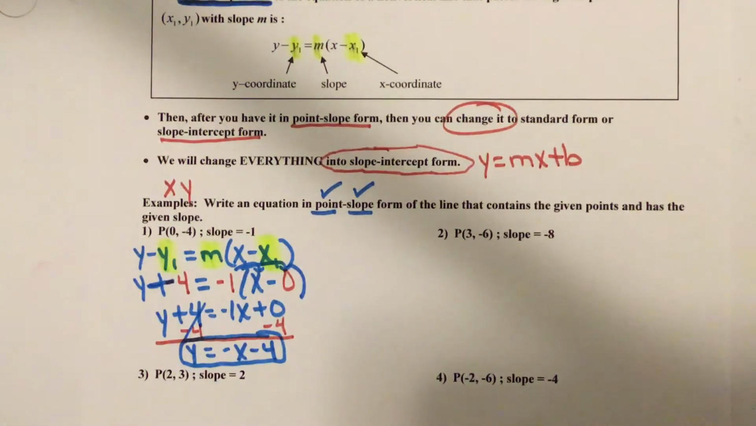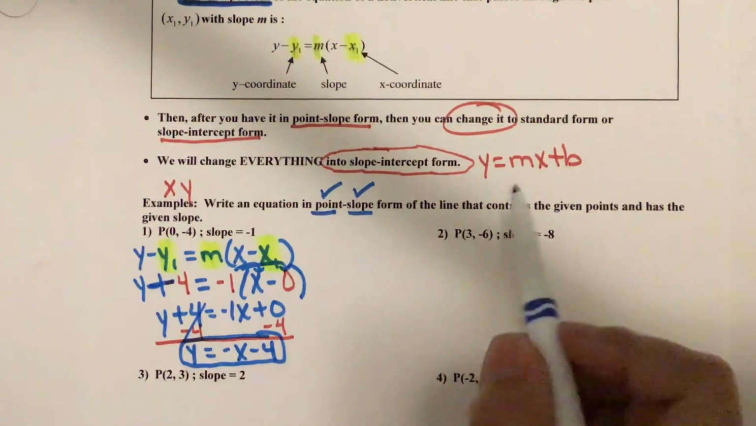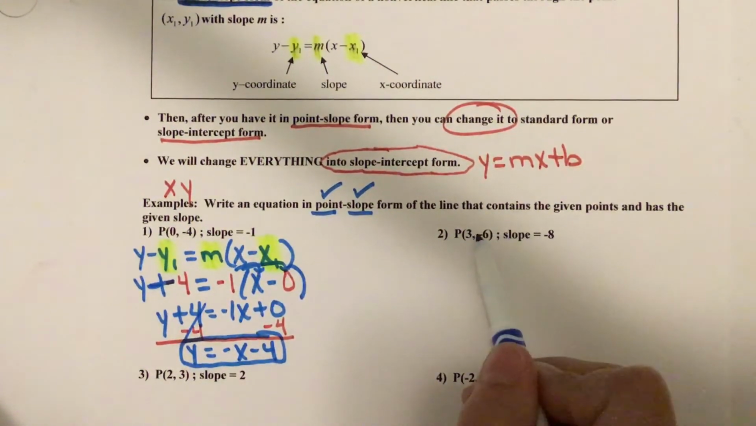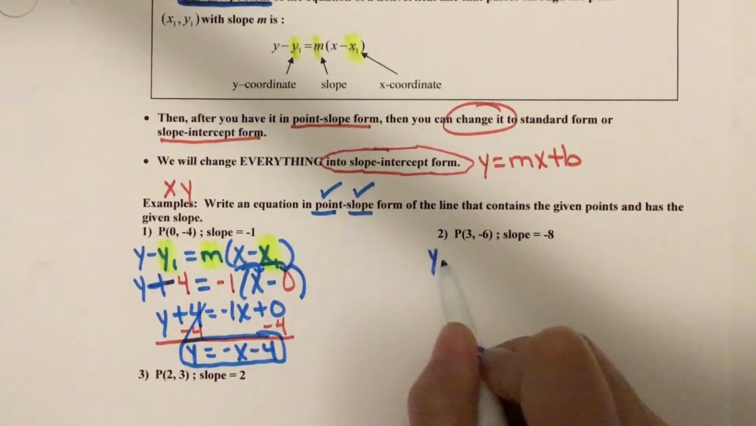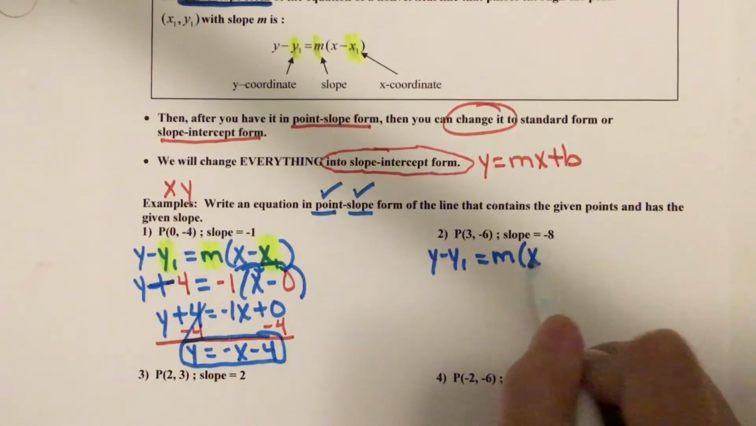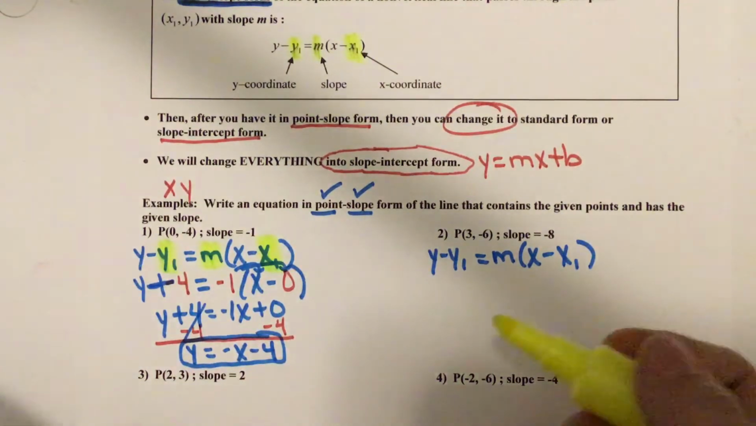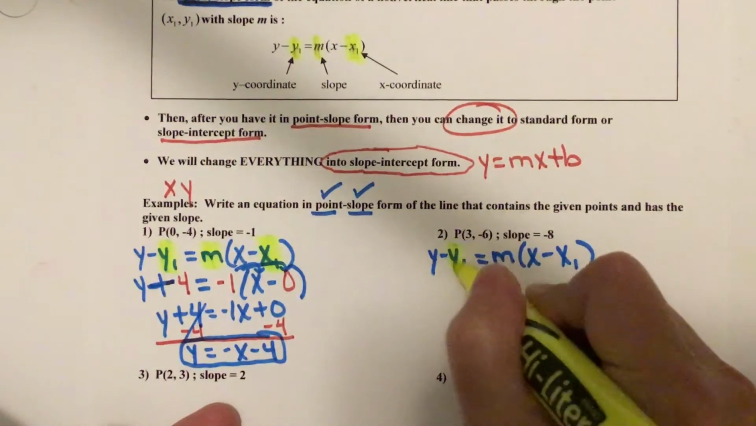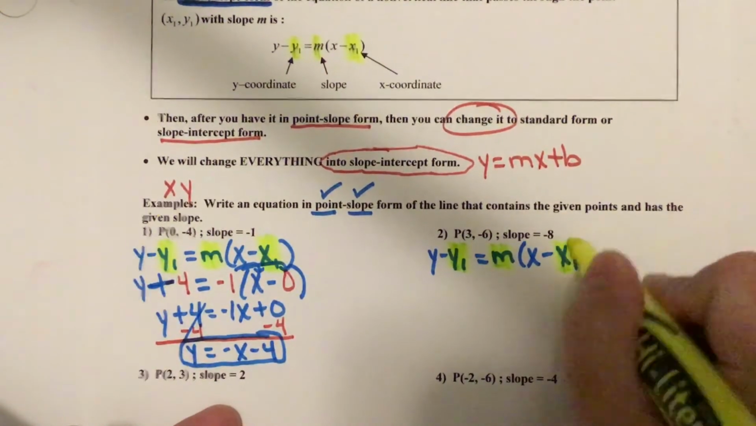Okay, so once again, we can use point-slope form if we have a point and a slope, and that's exactly what number 2 gives us. It gives us a point and gives us a slope. So let's write our formula down. y minus y1 equals m parentheses x minus x1. And remember, you're going to plug in 3 things: the y coordinate, the slope, and the x coordinate.